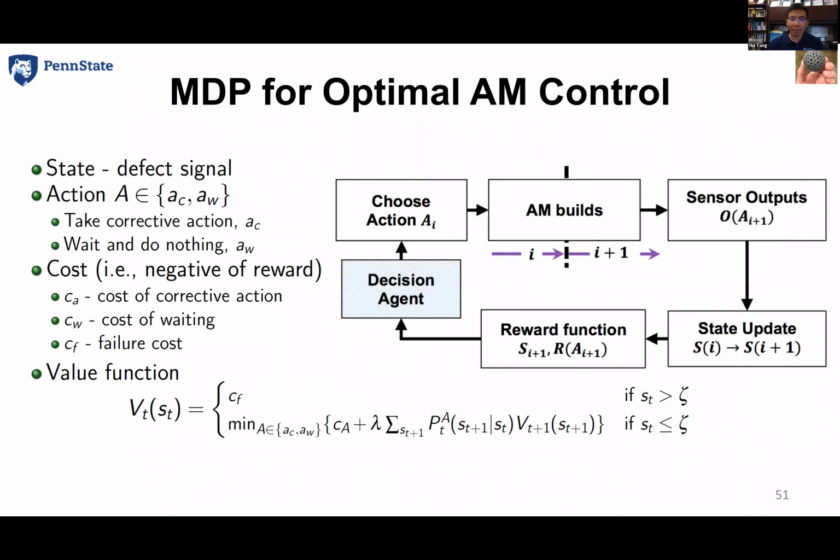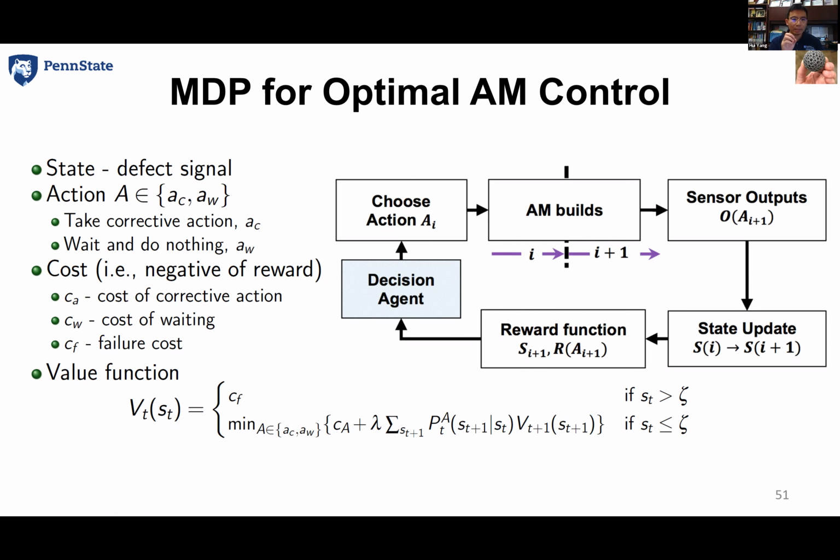And based on the quantification, for example, you have the AM build, you have sensors. Now you can quantify the state. And the state will give you different kinds of action and reward. And then the decision agent, based on the reward and the state that you are in right now, chooses a new action. And then you continue to sense, and state, and then reward, and then decision agent. So the decision agent stands for the MDP agent. So the state is a defect signal, with uncertainty.